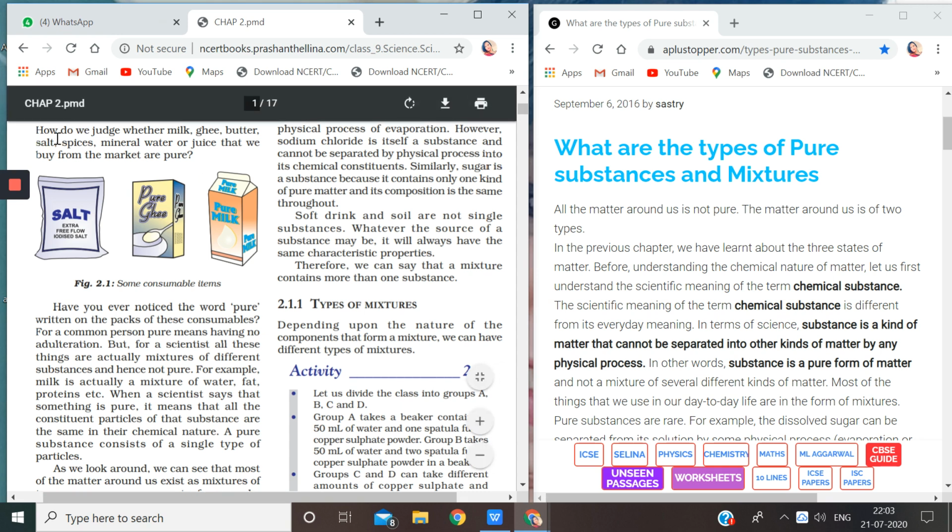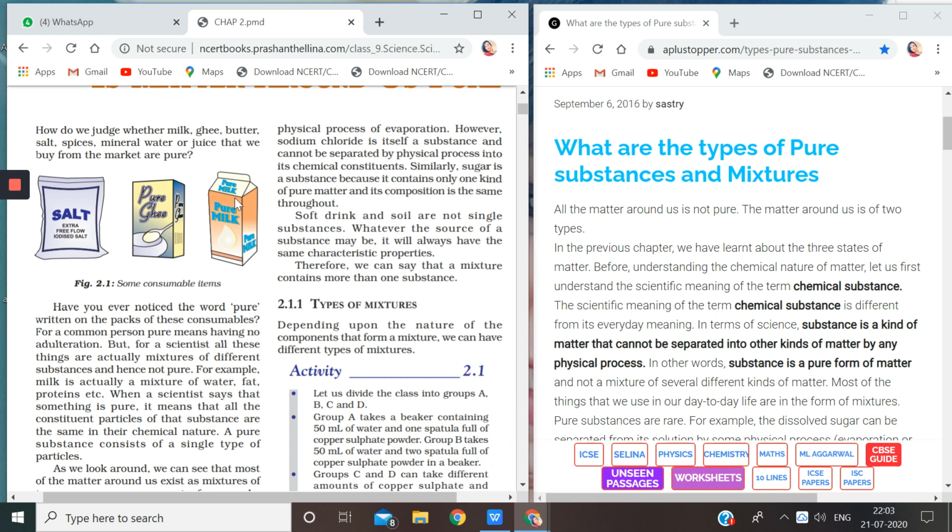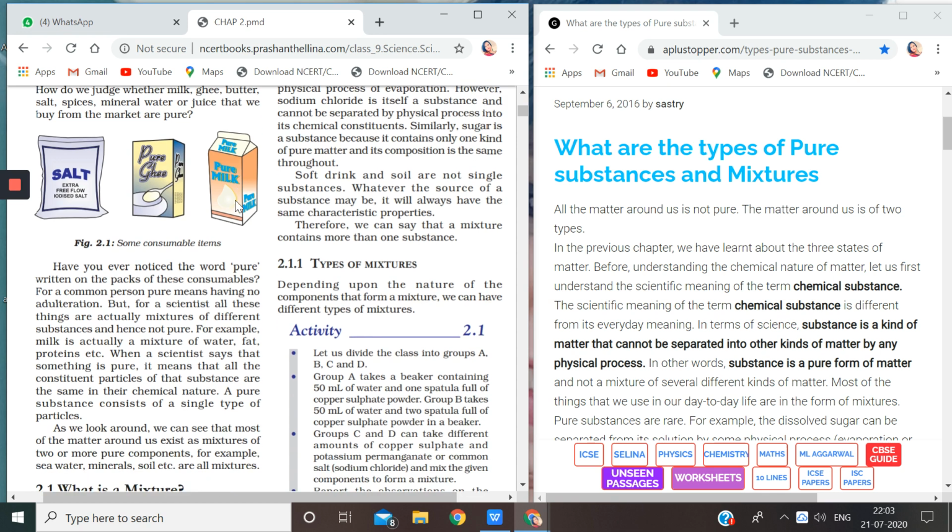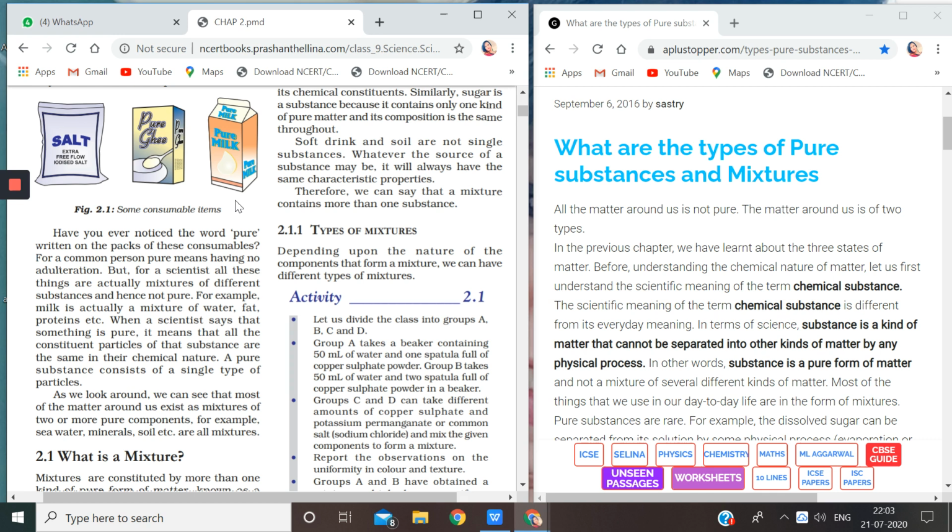Let's see here in your book: how do we judge whether milk, ghee, butter, salt, spices, mineral water or juice that we buy from the market are pure? Now you have seen, children, whenever you bring groceries home, you see the packets and the name of the company. They generally use the name pure or desi, like desi shuddh ghee. They write this on the packet, or pure ghee. What do you mean by this word pure?